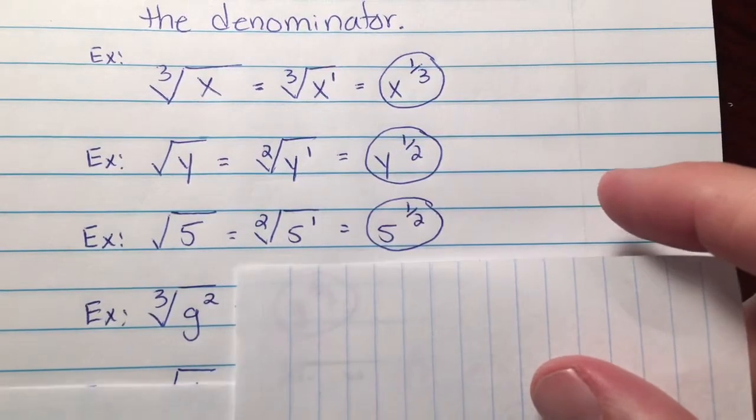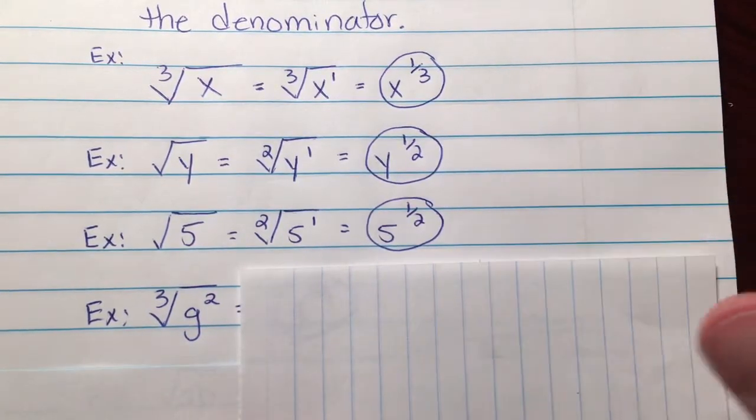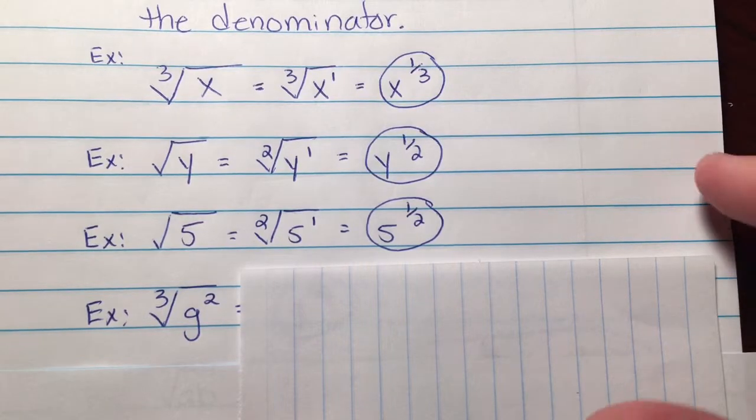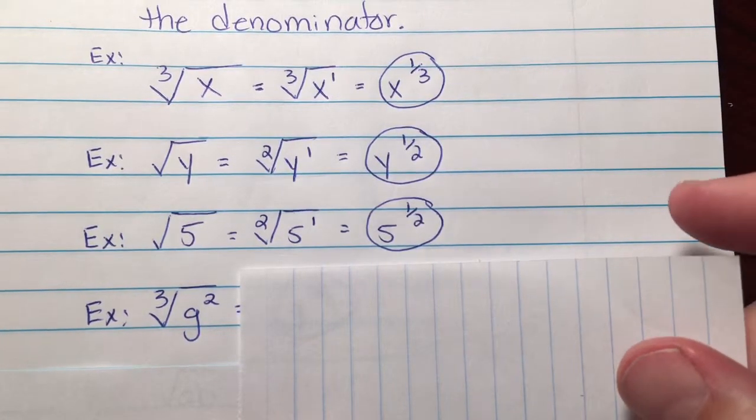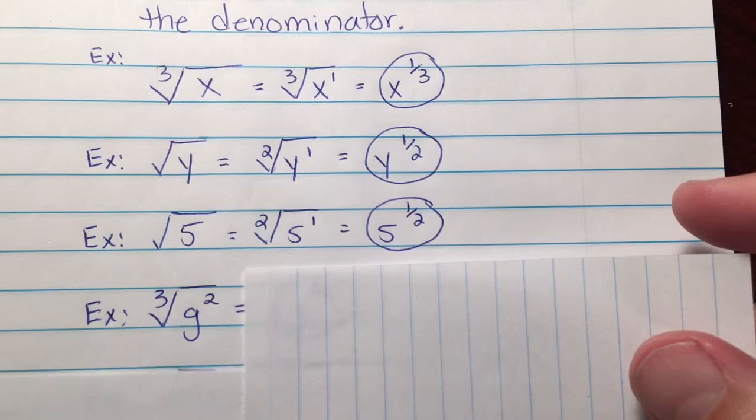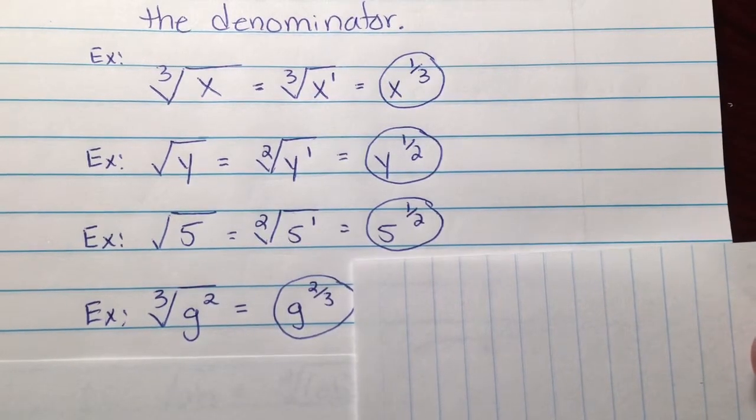Next. Well, here we've already got the two numbers. Not a whole lot for us to do other than just simply out bottom. Outside number on the bottom. G to the 2/3 power.